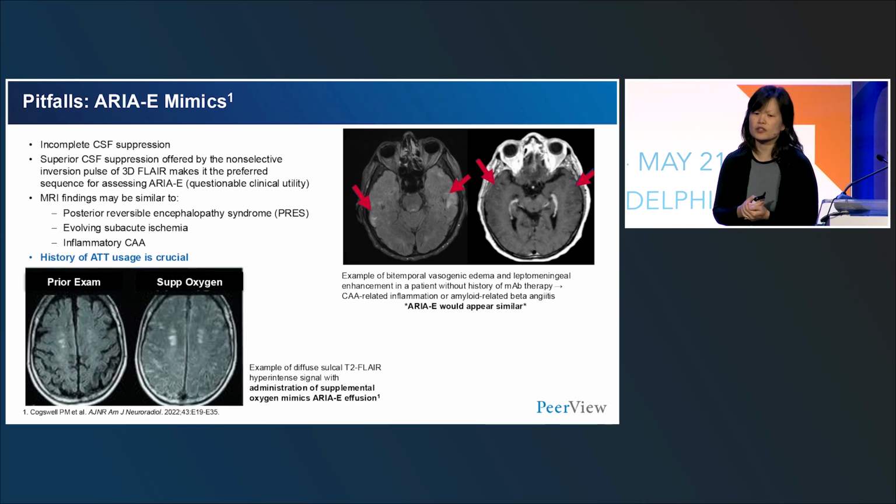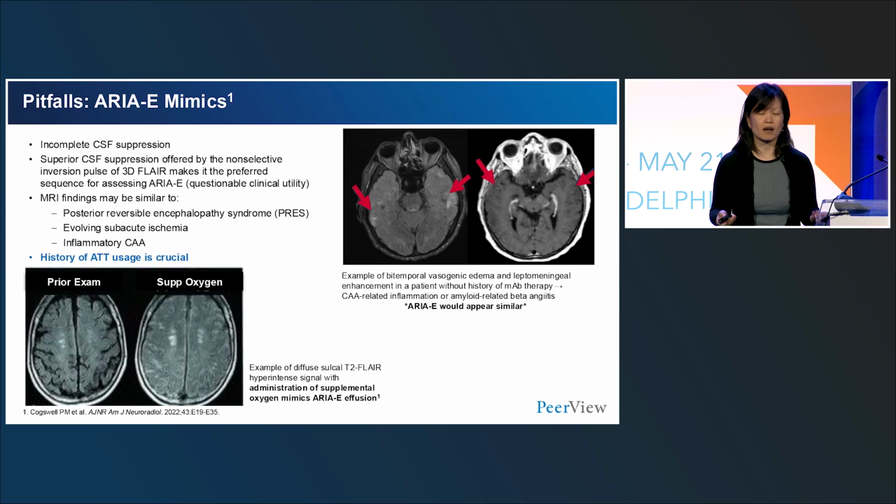In terms of pitfalls, you should know what are some mimics for ARIA-E when you're reading these scans. So classically, supplemental oxygen, you can have this high signal within the sulci, so you need to make sure to check for that if you see that. ARIA-E can also look very similar to CAA, especially inflammatory CAA, so there's an image on the right. So this was actually a patient that didn't have a history of being on this therapy, but had that classic appearance, the parenchymal edema, et cetera.